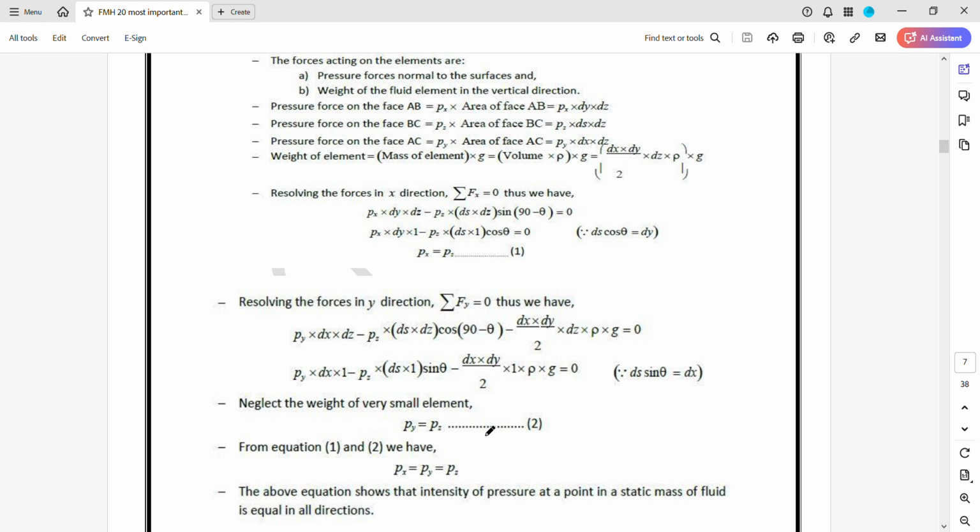From equations 1 and 2, we know that Px is equal to Py is equal to Pz. The above equation shows that the intensity of pressure at a point in a static mass of fluid is equal in all directions.